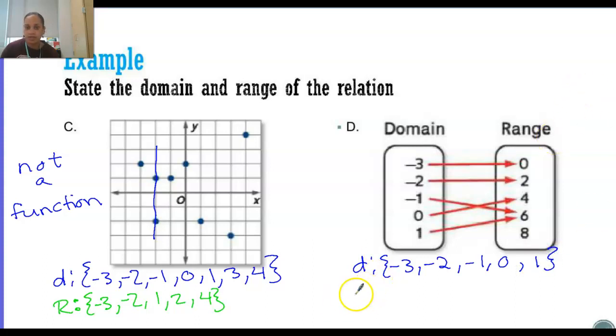And then for the range, we're going to go from the smallest to largest, so 0, 2, 4, and 6. I noticed there's an 8 over here, but no value from the domain actually points to that, so that's not actually a point in our range. So this would be a function.